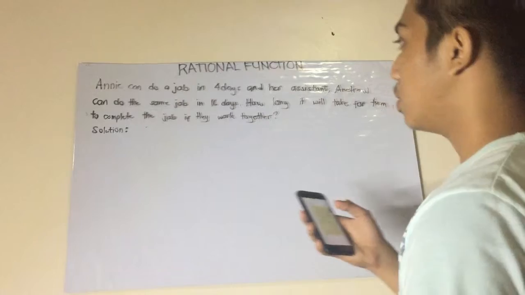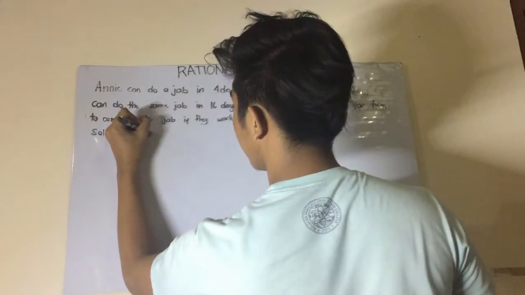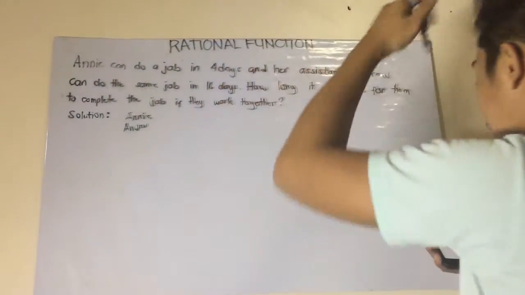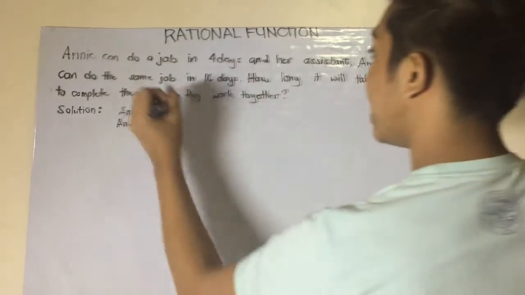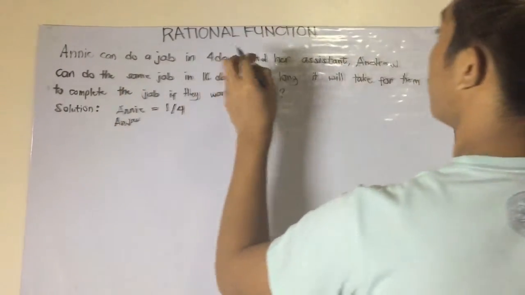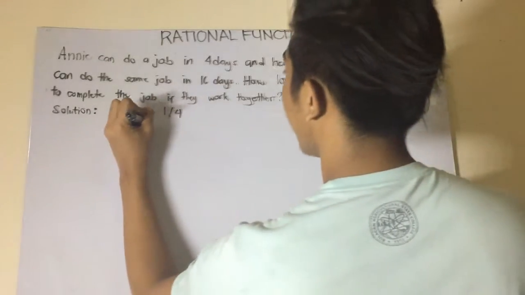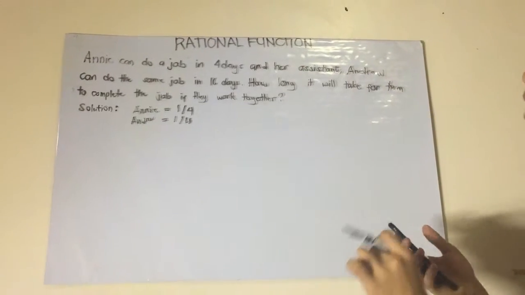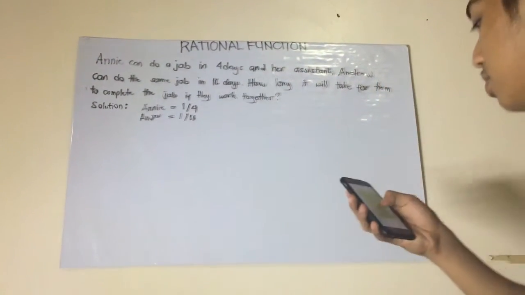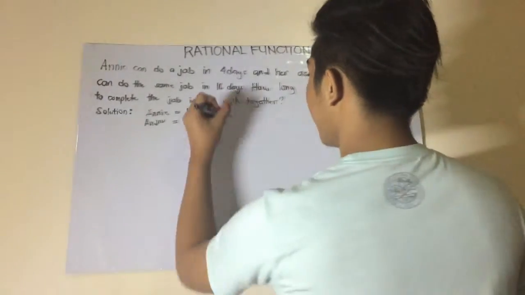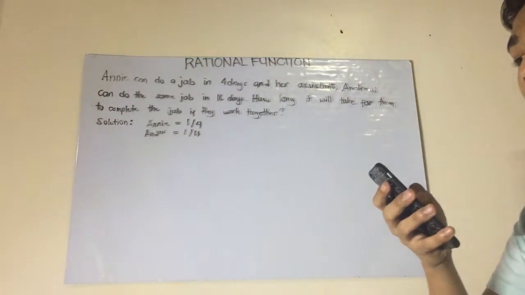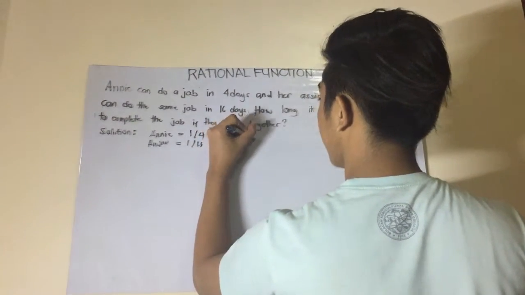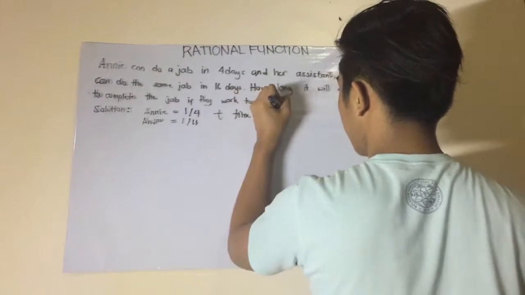So, una, hanapin po natin yung kay Annie at Andrew, kung paano magagawa nila per day. So, kay Annie, magiging 1/4 kasi nga in 4 days, magagawa niya yung trabaho. Then, yung kay Andrew naman is 1/16. So, ang problem natin is, if they can work together, gaano nila kabilis matatapos yung job na yun. So, let T be the time taken by Annie and Andrew to complete the job.